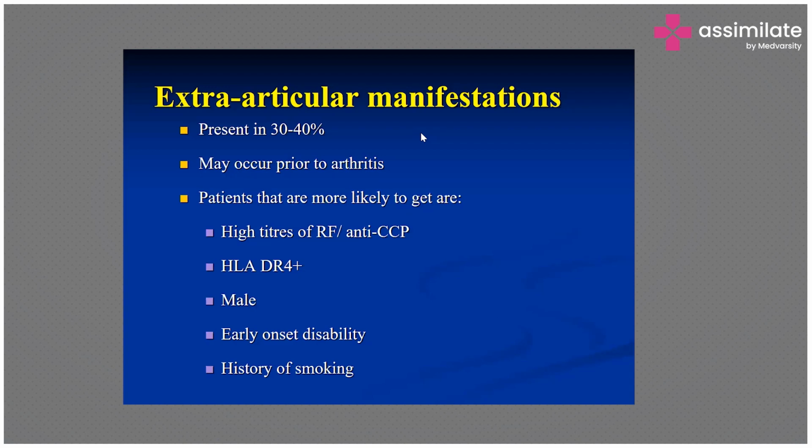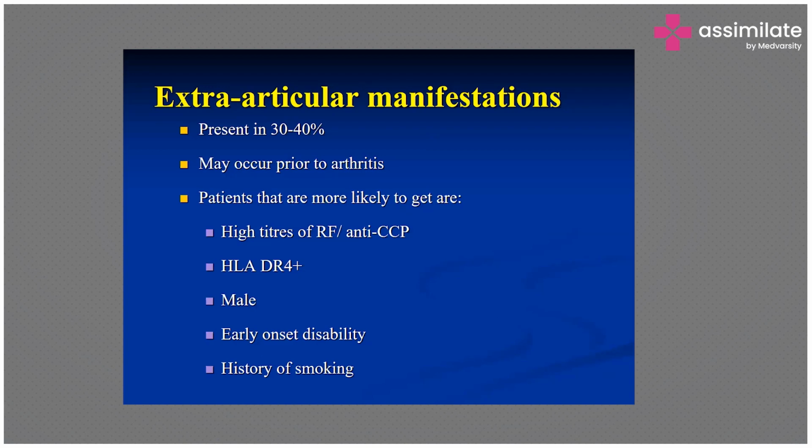See, extra-articular manifestations may occur prior to the arthritis, and someone has applied rheumatoid factor and cyclic citrullinated peptide antibody. Good. So you must know, this is the first and foremost investigation you go for in any patient where you suspect it. In our government setup, we recommend that every old age patient complaining of joint pain go for investigation for RF and anti-CCP.